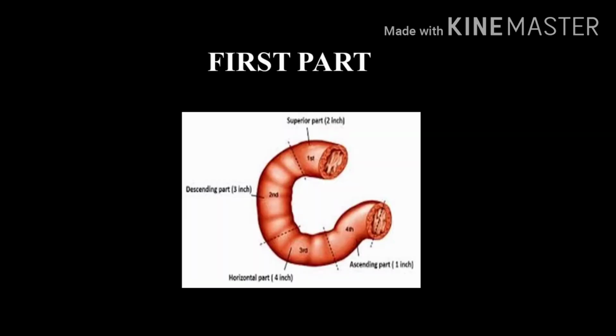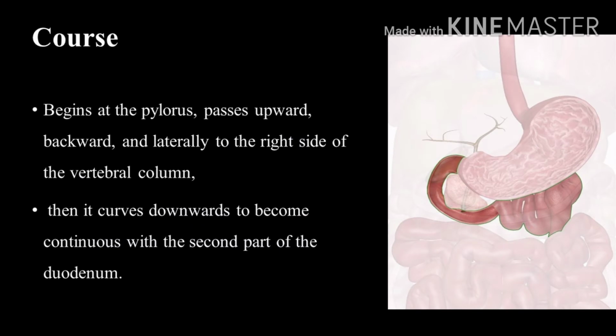First part of the duodenum. Course. It begins at the pylorus, passes upward, backward, and laterally to the right side of the vertebral column to reach the neck of the gallbladder, where it curves downward to become continuous with the second part of the duodenum.